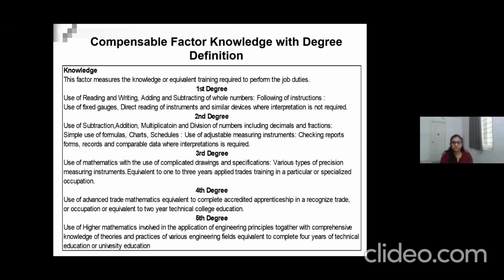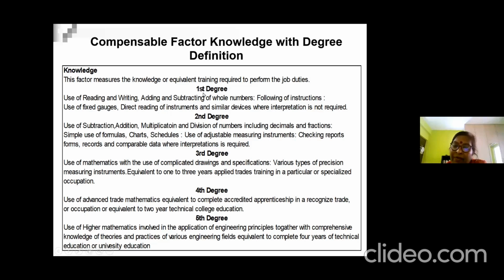So anybody who would like to read this first degree? Volunteer to read this first degree? Sayandeep, you want to read the first degree? Can you read it? I put it up here. Use of reading and writing, adding and subtracting of whole numbers, following of instructions, use of fixed gauges, direct reading of instruments and similar devices where interpretation is not required.